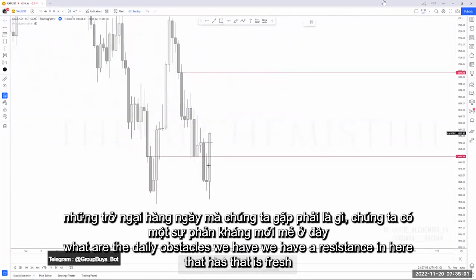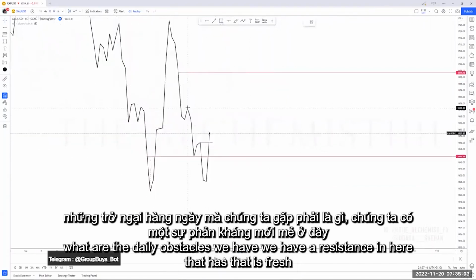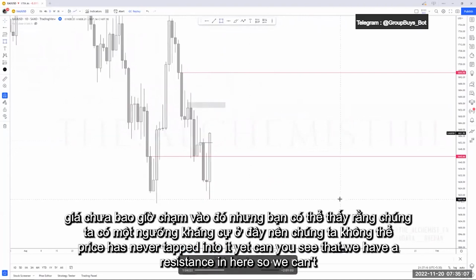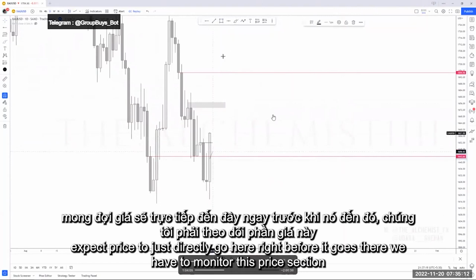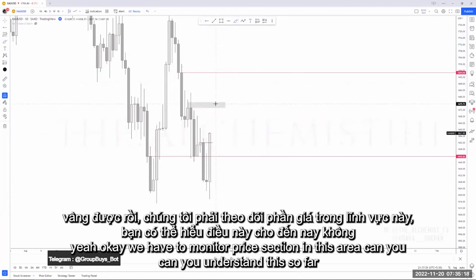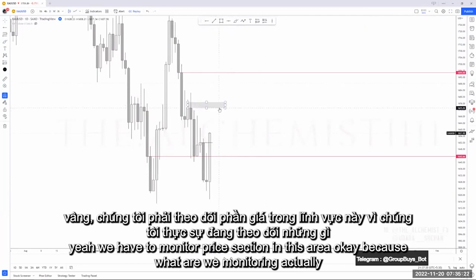We have a resistance in here that is fresh. Price has never tapped into it yet. Can you see that? So we can't expect price to just go directly here. Before it goes there, we have to monitor price action in these areas. Can you understand this so far?